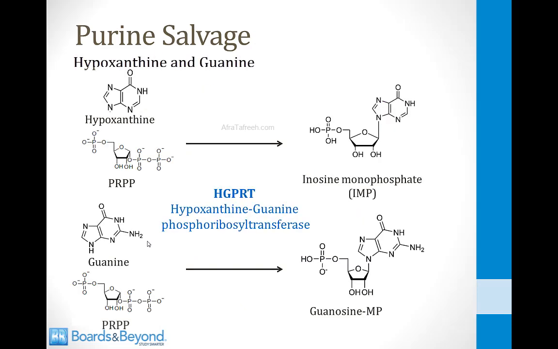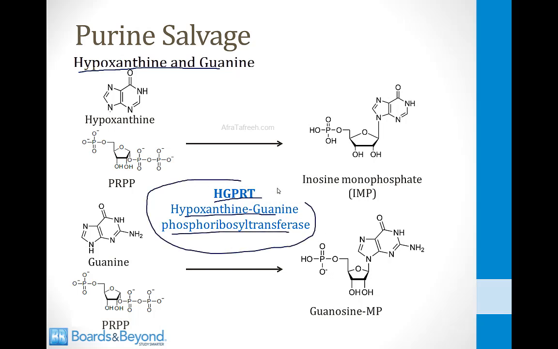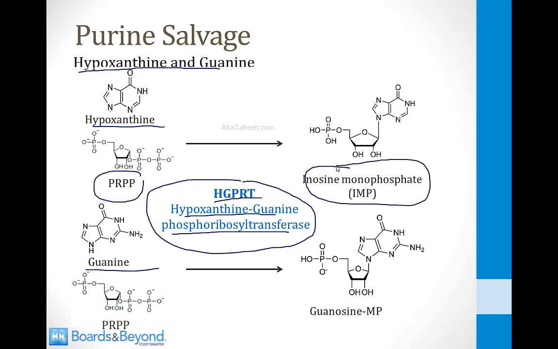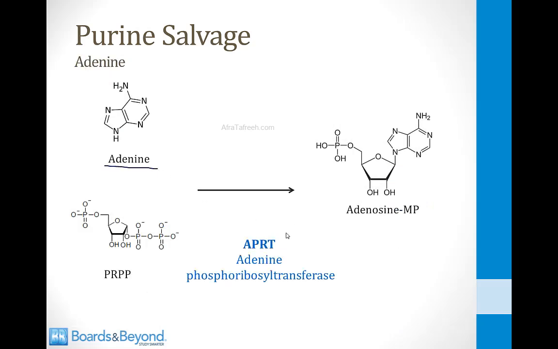There are different enzymes that function for the different purine bases. So for hypoxanthine and guanine, there is an enzyme called HGPRT, which stands for hypoxanthine guanine phosphoribosyl transferase. And it should make sense for you based on this big ugly name here that this enzyme is going to combine either hypoxanthine or guanine with PRPP to make the nucleotides either IMP in the case of hypoxanthine or guanosine monophosphate in the case of guanine. Adenine has its own enzyme, but it serves the same function. It's called APRT, which stands for adenine phosphoribosyl transferase, and it combines adenine with the PRPP, and once you do that, you will have adenosine monophosphate.